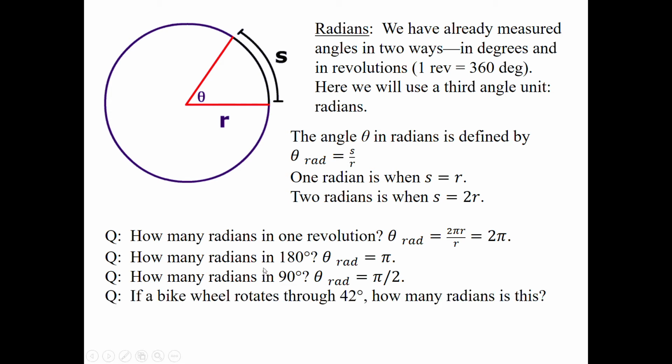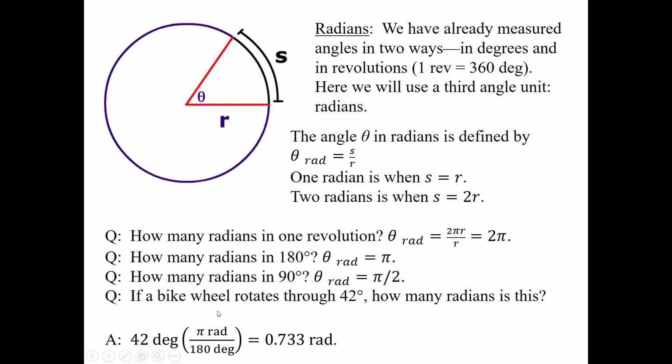Now, here's a more difficult problem, or at least superficially more difficult. If a bike wheel rotates through 42 degrees, how many radians has it rotated through? What's the equivalent radian measure? And as always, when we're changing units with which we're measuring something, we can just use a change of unit by multiplying by 1. So this thing in parentheses, I'm taking my 42 degrees and multiplying by 1.